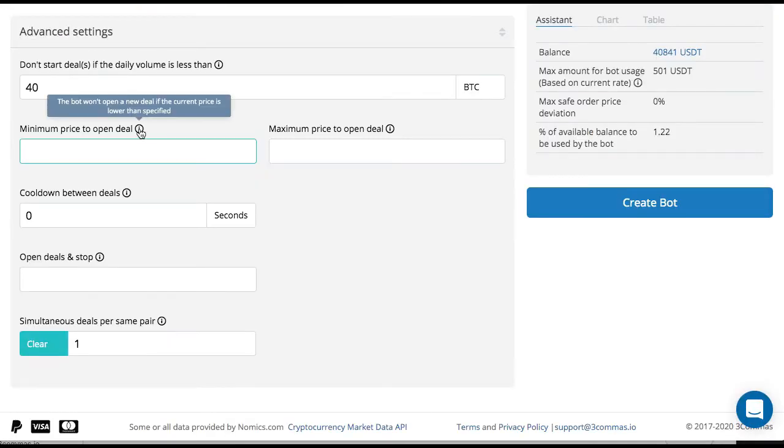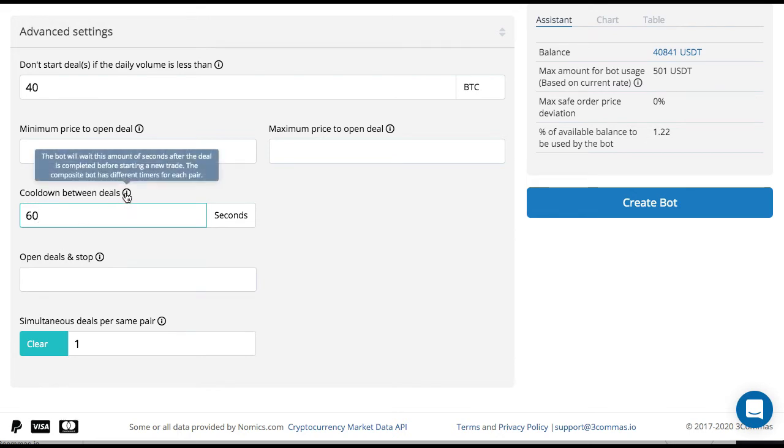Minimum price to open a deal. If you have a particular price you want to set, it would be really difficult to do with a composite bot, because you have so many pairs at so many different price ranges. But if you wanted to set a price to open a deal, you could. Cool down between deals. If you feel like things are really dumping a lot on you and you're concerned about the number of signals you're getting, you can set a time limit so that every time a deal closes, this thing's going to wait 60 seconds before it starts another one. So it's after the deal closes and before it starts another one.